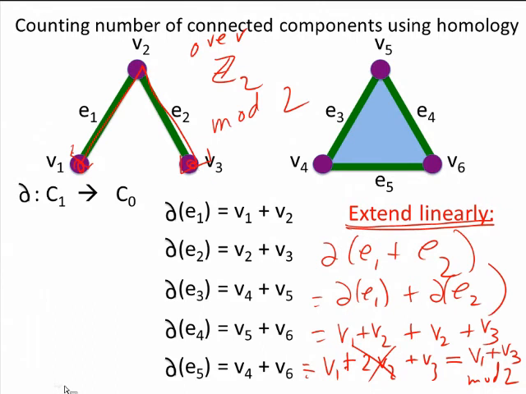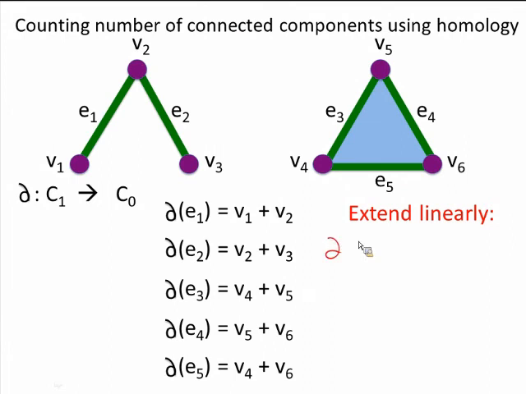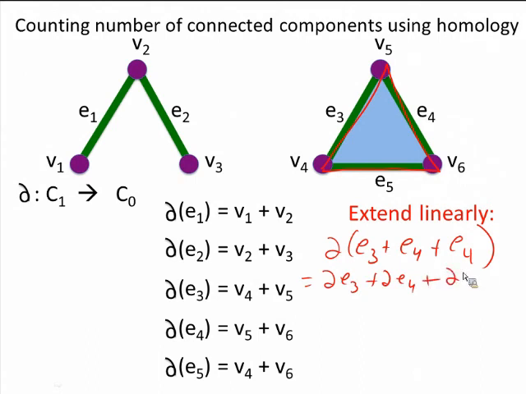Just to take a look at a couple of other examples, we could also take a look at the boundary of E3 plus E4 plus E5. Well, what do you think that boundary is? Does a circle have boundary? It doesn't, so I'm expecting to get 0, and sure enough, if I extend and get boundary E3 plus boundary E4 plus boundary E5. I could have done 2E4 as well, but that would have been equivalent to 0.